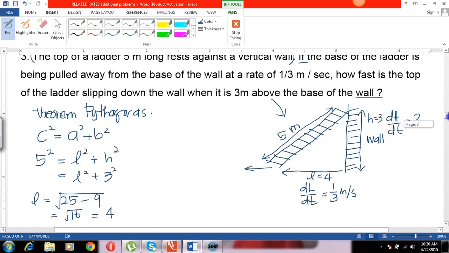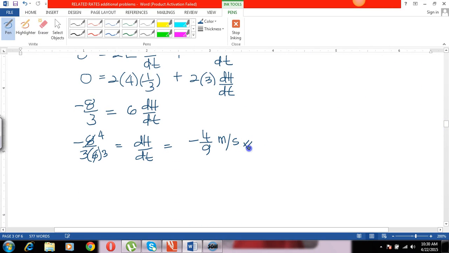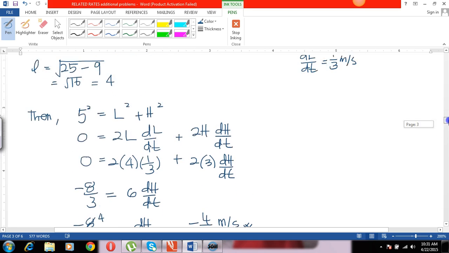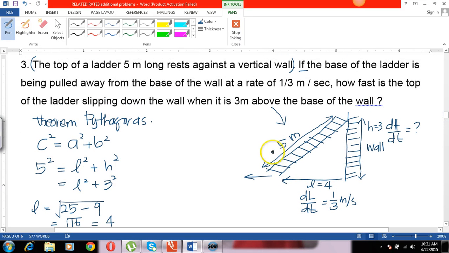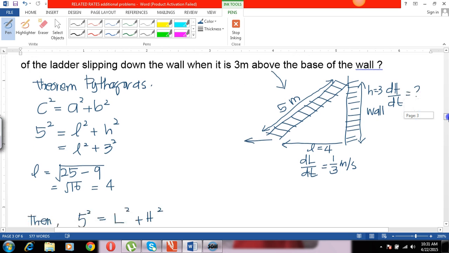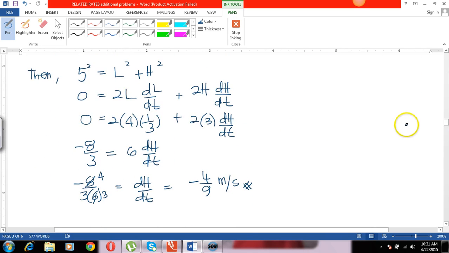Okay. So this is the answer for the changing of length if the base of the ladder is slipping, pulled away from the base of the wall. Okay, so simple, but we have to use all 7 steps given from the beginning of the class.